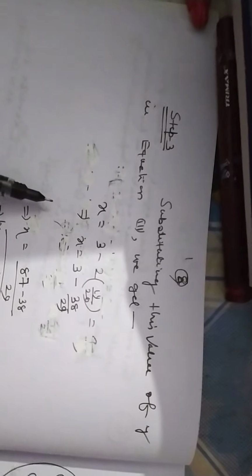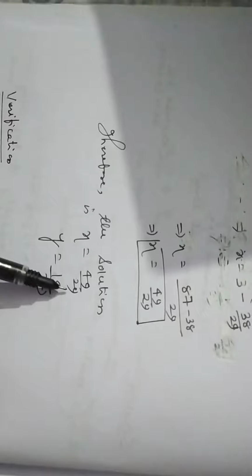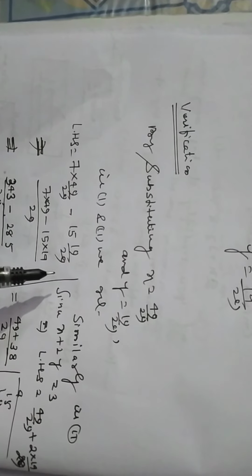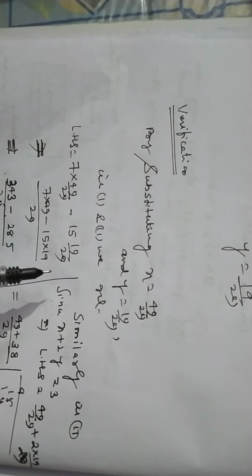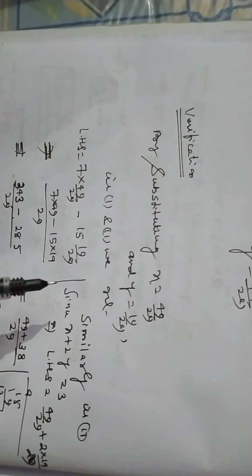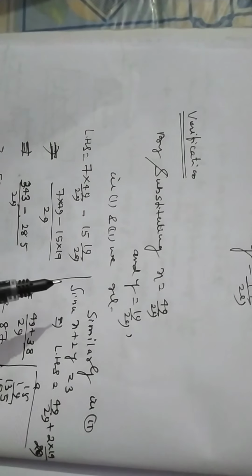Similarly, in the next step, by putting the value of y, we will get the value of x. So in this way, we have the value of x is equal to 49 by 29 and y is equal to 19 by 29. Now we verify this by putting the value of x and y in both the equations so that you will get 100% marks. There is no chance of mistake. So you must verify your answer in the examination. So keep this in your mind.